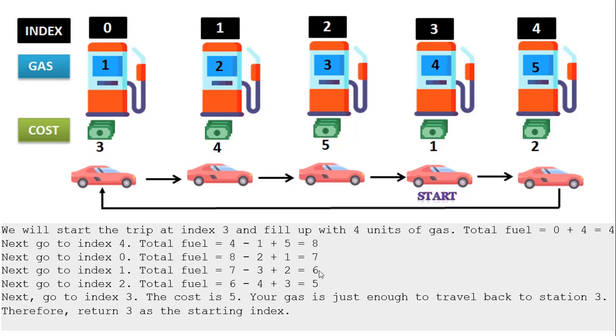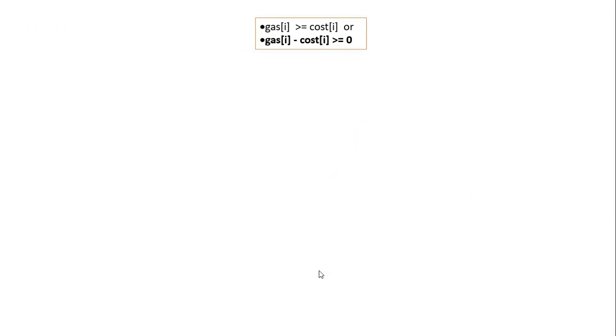Now, if you have a close look at this question, then you'll find that when total gas available is greater than total cost of travel at a given station, then the trip is not possible in any way. So that means when the gas at a given station i, where i is the index, is greater than or equal to the cost at that given station, only then can you go ahead and consider it as a starting point. So this also implies that the difference between the gas available at a particular station and the cost at that station should be either greater than or equal to zero.